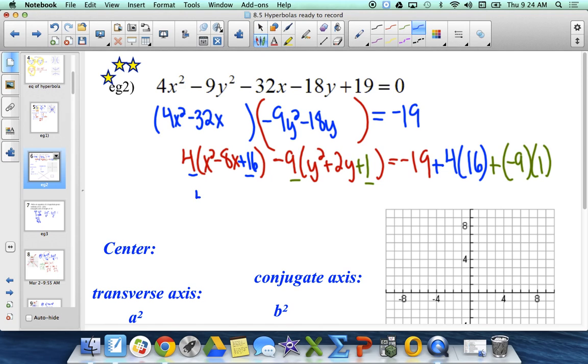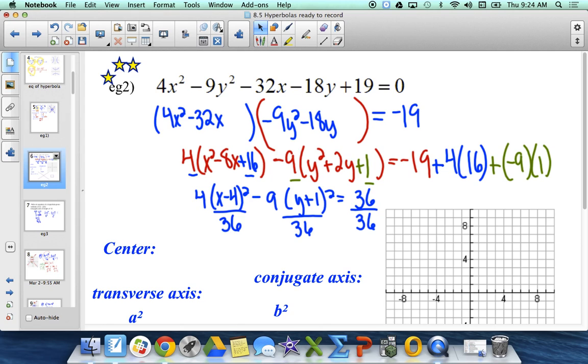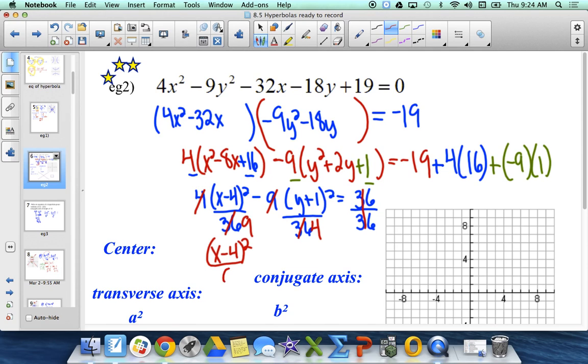So here we have 4 times x minus 4 squared minus 9 times y plus 1 squared is equal to negative 19 plus negative 9 is negative 28 plus 64 is 36. Divide everything once again by 36. So 4 goes into that 9 times and into this 4 times, and that becomes a 1. So now we have x minus 4 squared over 9 minus y plus 1 squared over 4 is equal to 1.